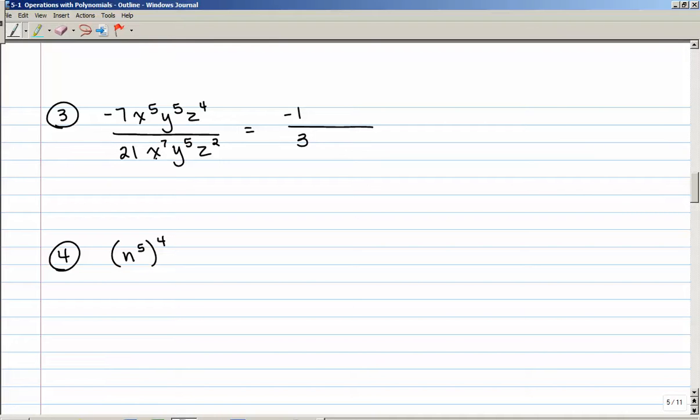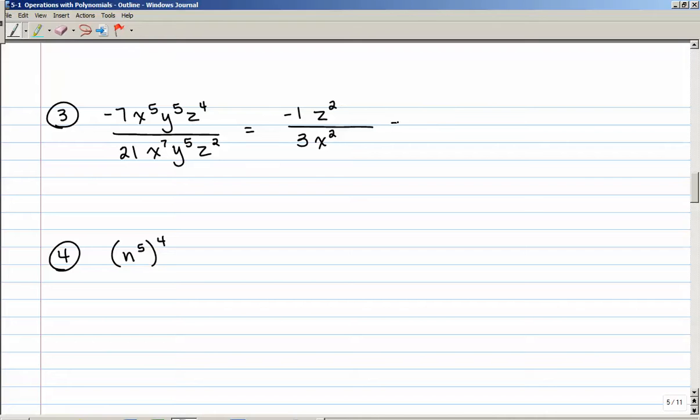X to the fifth, x to the fifth, x to the seventh. Easier way to think about this is I have 5 x's on top. I have 7 x's on the bottom. If I cancel those 5 on the top with 5 on the bottom, I'm left with 2 on the bottom. Y to the fifth over y to the fifth cancels out. It's exactly a 1. And z to the fourth on top, z to the second on the bottom. 4 z's on top, 2 z's on the bottom. 2 on the bottom cancel with 2 on the top. And I'm left with a z squared on top.